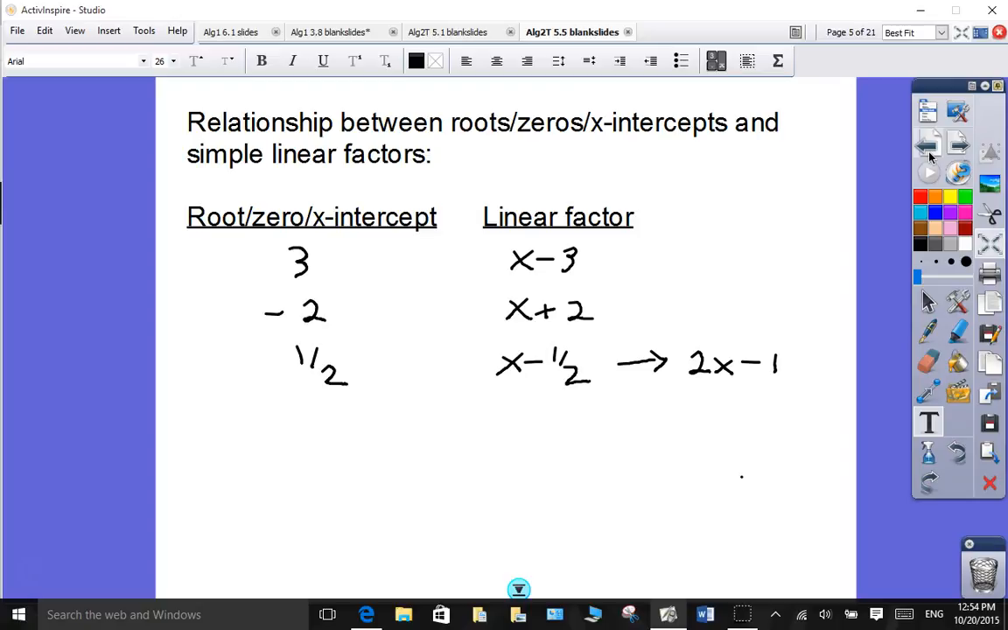1/2 minus 1/2, 0. But if I multiplied both of those by 2, so that it had integer coefficients, what's the zero of that? It's still 1/2, right? So if something calls for integer coefficients, you're not going to say x minus half. It's going to be 2x minus 1. But it's still the same zero. So that's the relationship between zeros and linear factors. The linear factor is x minus the zero. That's an SOL. That's one of our standards of learning.